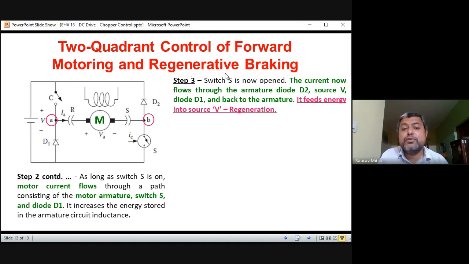The current now flows through the armature diode D2. So to make armature diode D2 conduct, this point, which is R now, should be positive. Why is this positive?